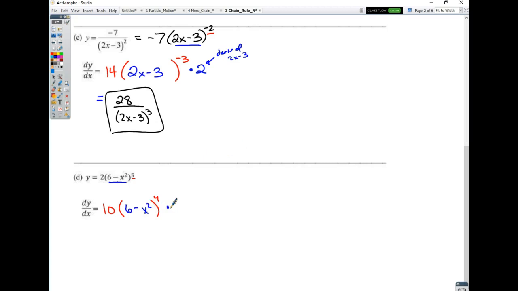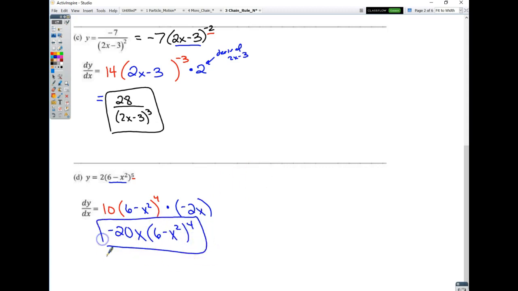The derivative of 6 minus x squared is not 2x. Most common mistake, people go 2x, they get it wrong. If you notice, there's a negative here. The actual answer is negative 2x. So realize that that minus sign is attached with the x squared. Negative 2 times 10 is negative 20. I've got an x, so I'll leave that out here, times 6 minus x squared to the 4th power. Ladies and gentlemen, I give you the chain rule.